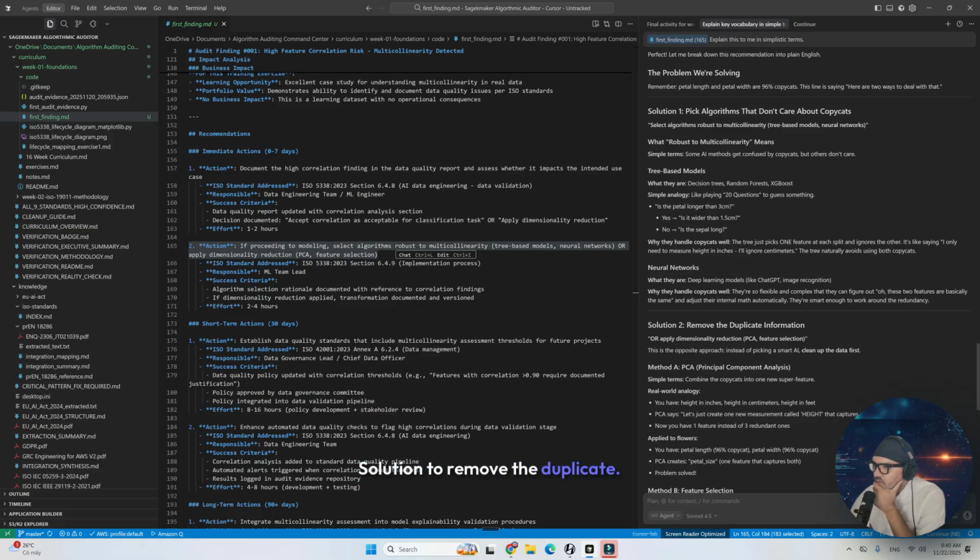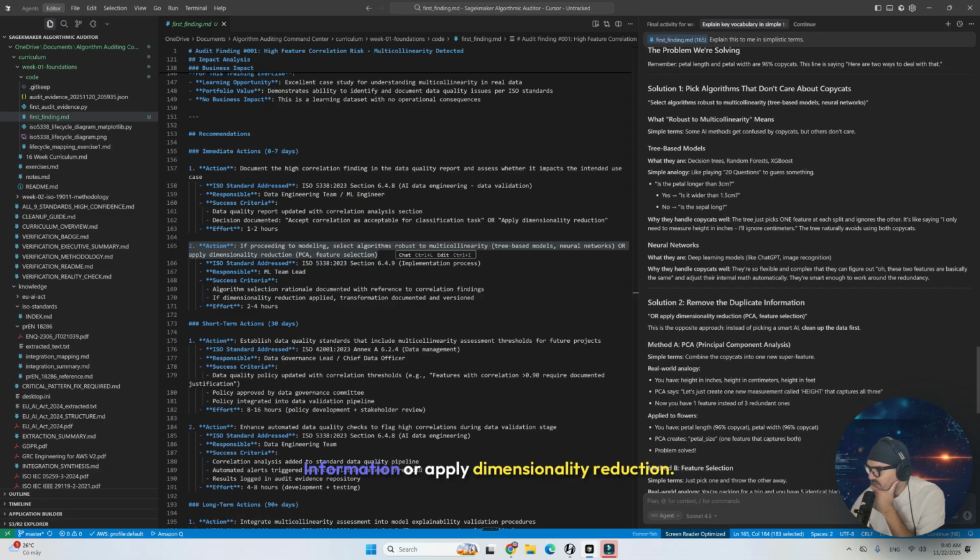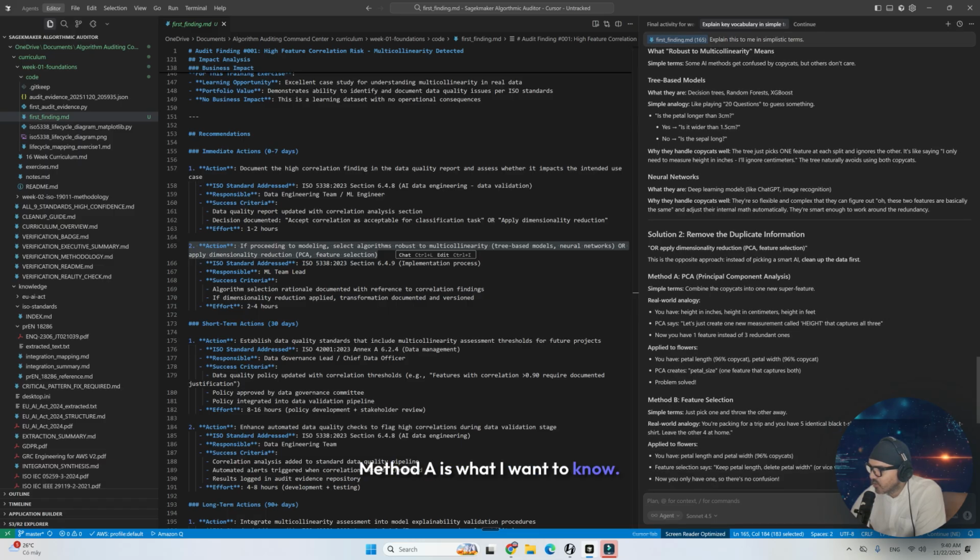Solution: remove the duplicate information or apply dimensionality reduction. This is the opposite approach. Instead of picking a smart AI, clean up the data first. Method A, this is what I want to know: principal component analysis. Simple terms, combine the copycats into one new super feature.